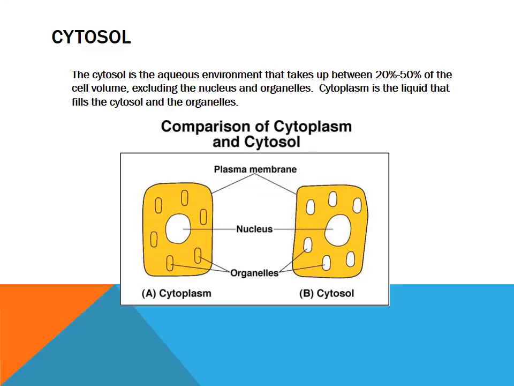As we move in from the plasma membrane, any questions on the plasma membrane before I go on? As we move in from the plasma membrane, we run into the cytosol. The cytosol's the aqueous environment that takes up most of the cell's volume. And that excludes the nucleus and its organelles. The cytosol is filled with cytoplasm. It's that aqueous solution that fills the cytosol and some of the organelles. So the cytosol is the location, the cytoplasm is the gooey stuff, the aqueous solution. If it's an aqueous solution, what's it made of? Water.